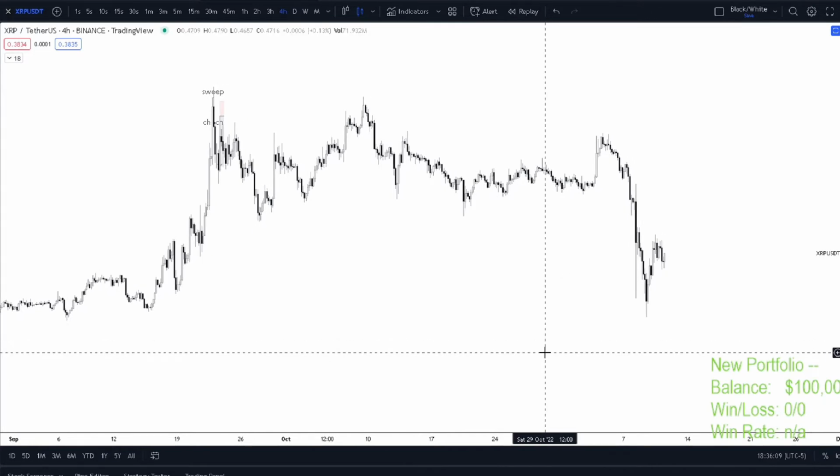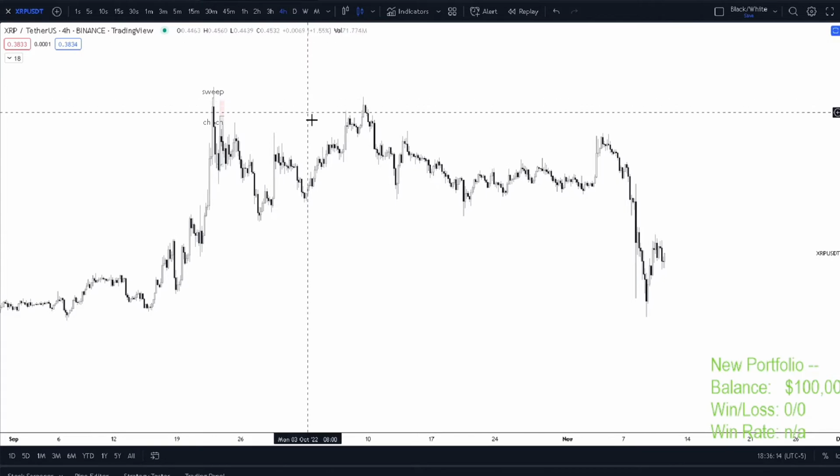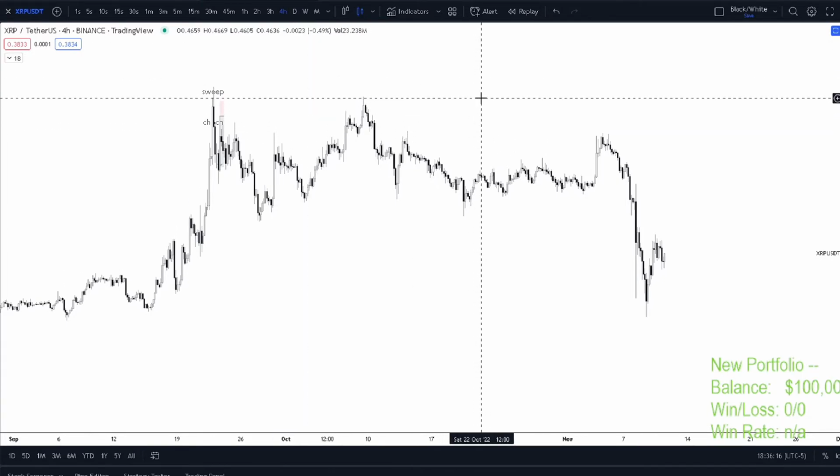Hello everyone, welcome to Lore of the Coins. Today we're going to go over a technical analysis of XRP. So I'll be kind of setting up a swing trade here for XRP.